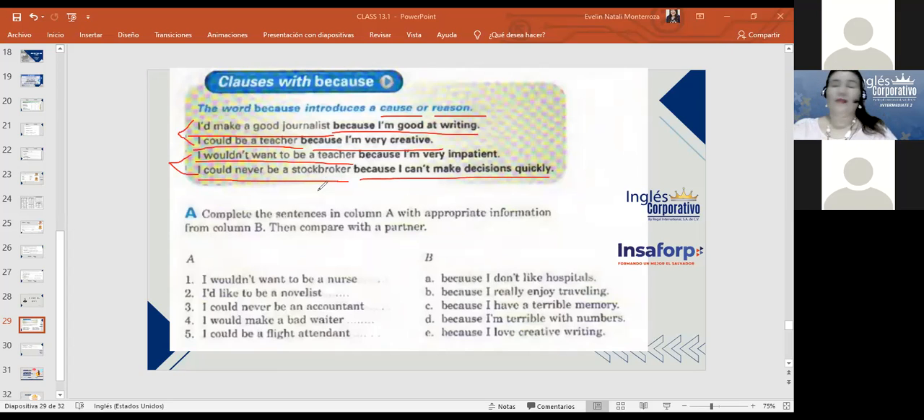I could never be, and this is a real answer, I could never be a doctor because I am bad with blood. I will die next to the person. So tell me one thing that you consider that you could be good at and one thing that you consider that you could never be. Okay, dos profesiones que ustedes consideran que pudieran ser buenos para ella y por qué, y una que no pudieran ser buenos para ella y también por qué.